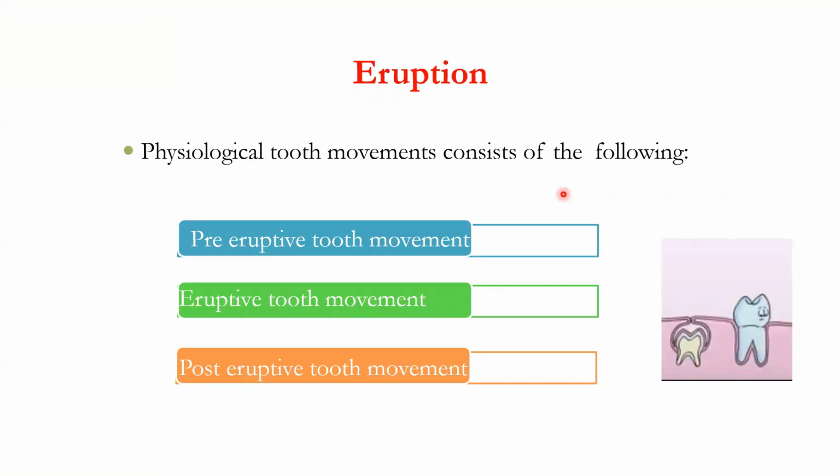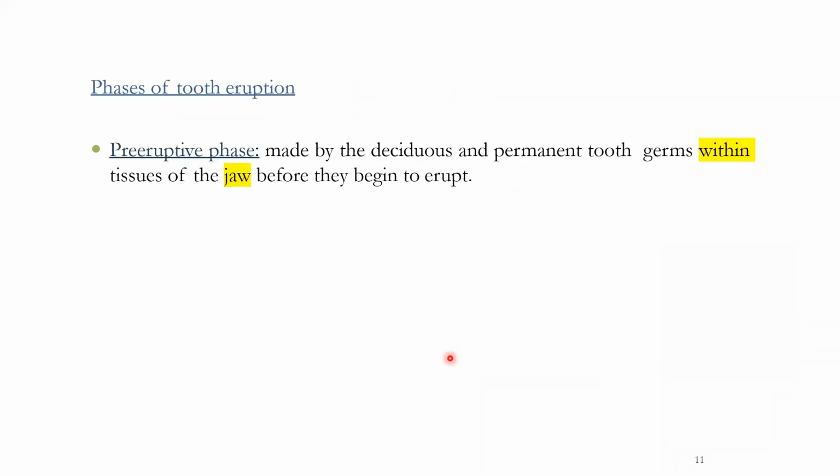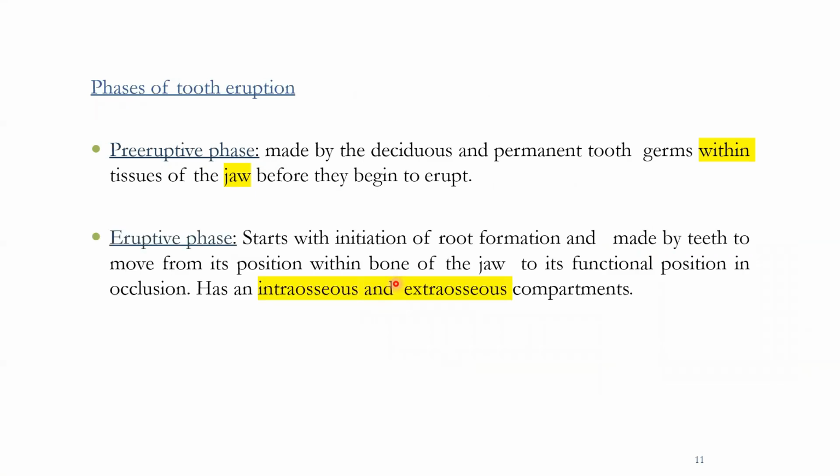The eruptive movement is classified as pre-eruptive, eruptive, and post-eruptive tooth movement, and this is the physiological tooth movement. So the pre-eruptive phase is made by the tooth germs, both deciduous as well as the permanent, within the jaw. We will see in detail about the pre-eruptive phase later on to understand why the tooth germ has to move within the jaw. The eruptive phase starts with the root formation, and it moves from its position within the bone to its functional position within the oral cavity.